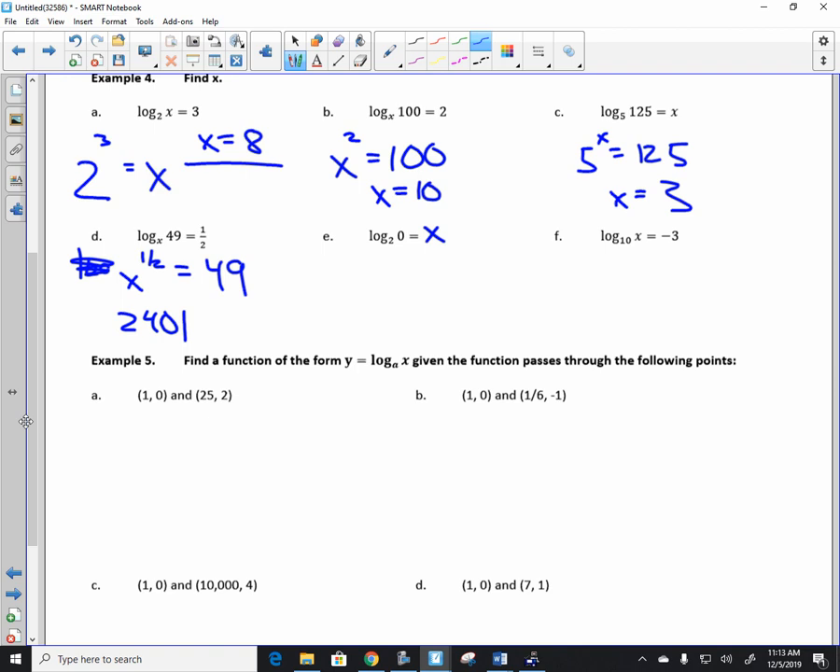Anybody get stuck on the next one? Man. 0? Yeah, you want to say 0, but anything to the 0 is 1. 0 minus 1, 2 to the negative 1. No, that's 1/2.